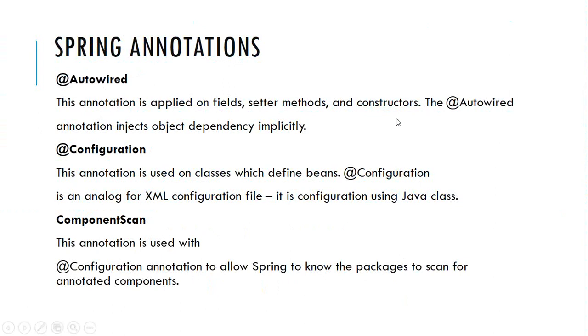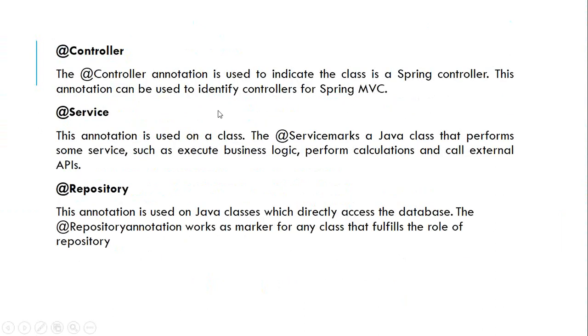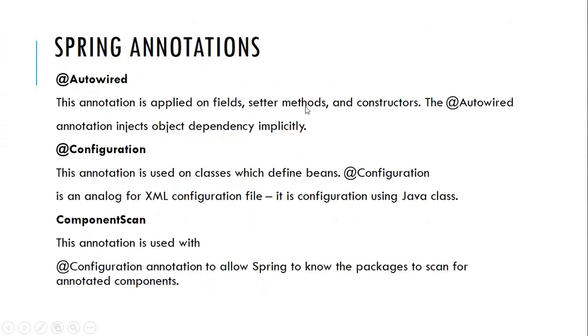Now you have an idea about @Autowired. Why did we use @Autowired? See here, this annotation is applied on fields, setter methods, and constructors. Guys, always remember, you can apply the @Autowired annotation only with three: fields, setter methods, and constructors. I have applied it with the fields, right? It injects the object dependency implicitly, which means to achieve dependency injection I'm using @Autowired. So this is the use of @Autowired.